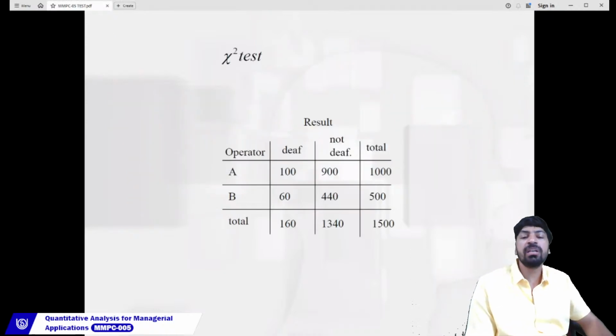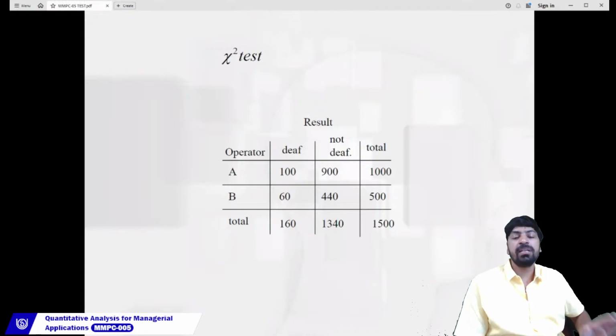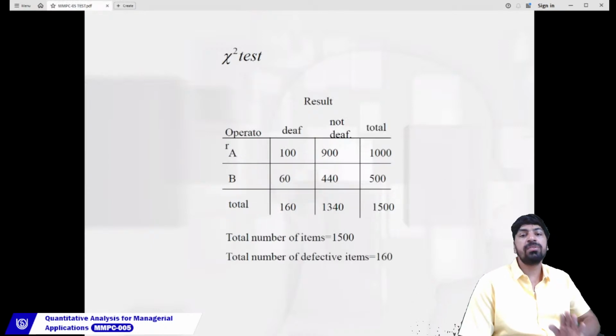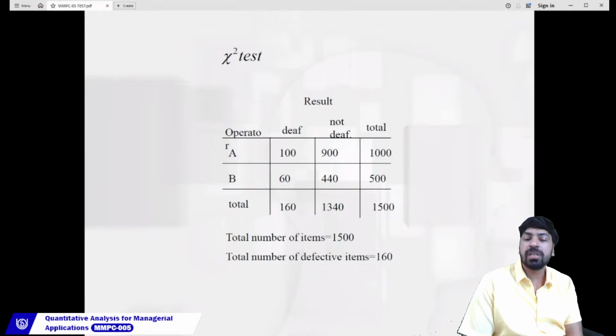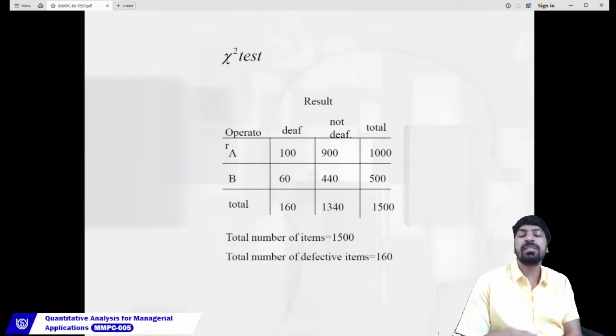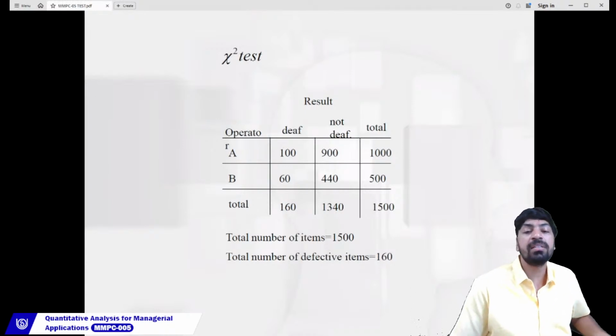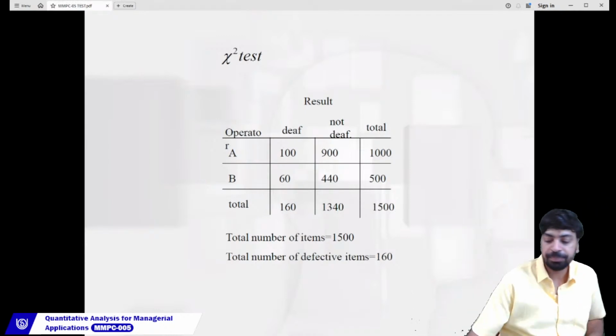So this is the question given to you, with the table in rows and columns, and accordingly the totals have been given. The total number of items is 1500 and the total number of defective items is 160, right? This information is taken from the table itself.